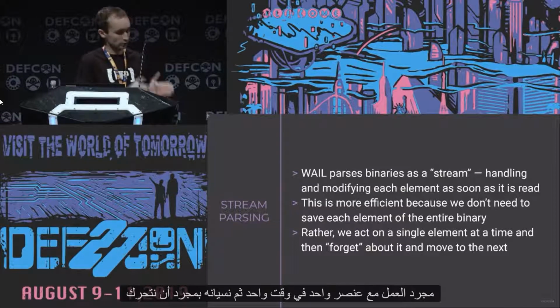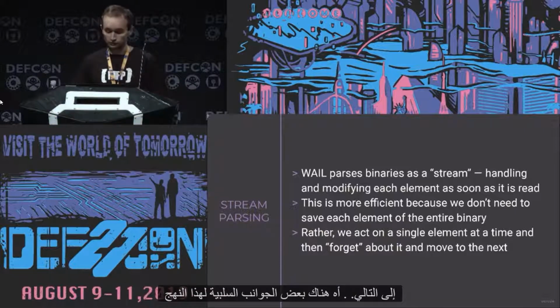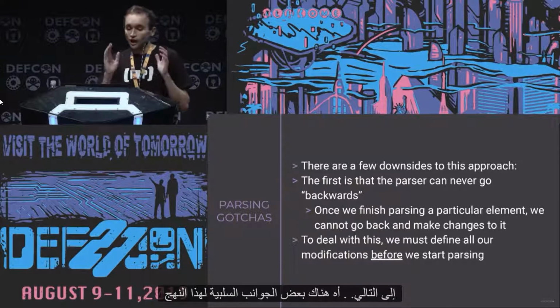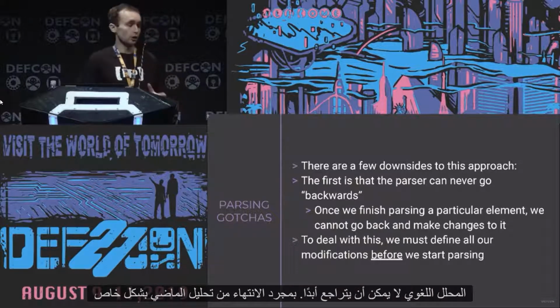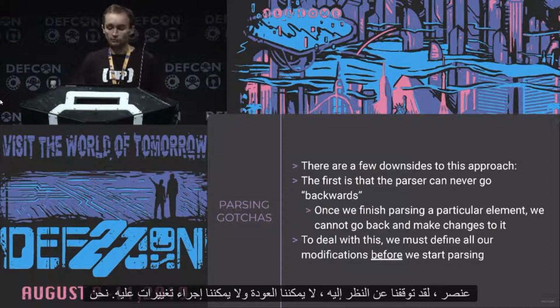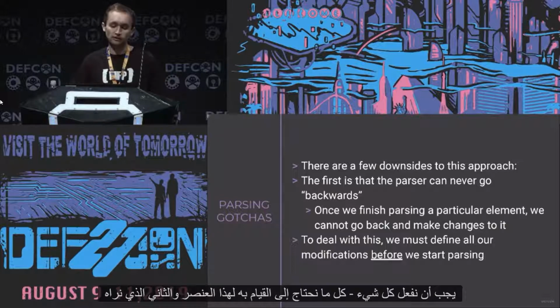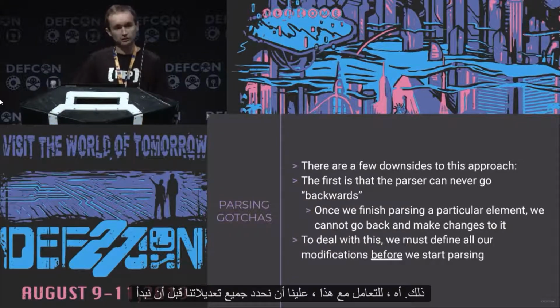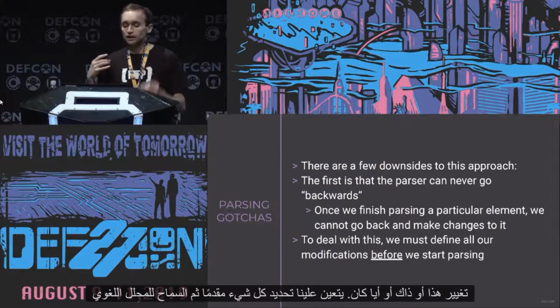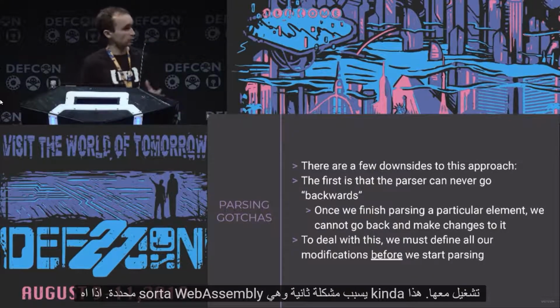We're just working with one single element at a time and then forgetting about it once we move on to the next one. There are some downsides to this approach. The first one is that the parser can never go backwards. Once we've finished parsing past a particular element, we've stopped looking at it, we can't go back and we can't make changes to it. We have to do everything we need to do to that element the second we see it. So to deal with this, we have to define all of our modifications before we start parsing.